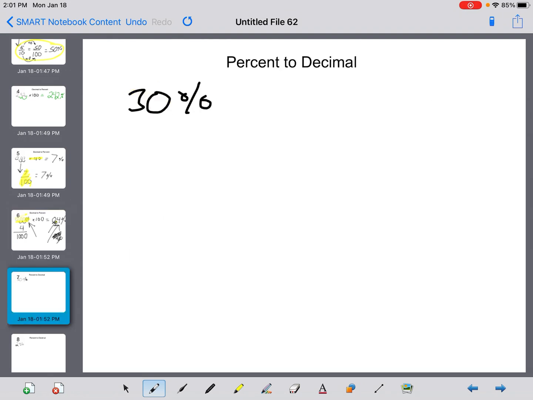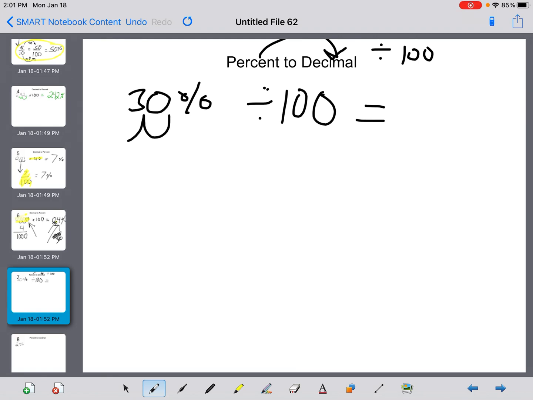So now we're going to go percent to decimal. So if you're thinking about it, before when we went decimal to percent, we multiplied by 100. So now if I want to go percent to decimal, I'm going to do the opposite. I'm going to divide by 100. So percent to decimal, we divide by 100. So here I have 30%. I divide by 100. When I divide, I'm moving my decimal place to the left. Divide by 10, divide by 100, and I get 0 and 3/10.